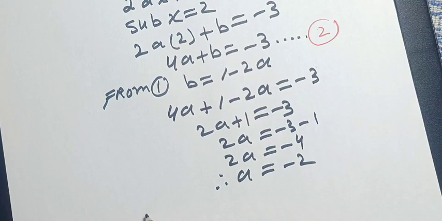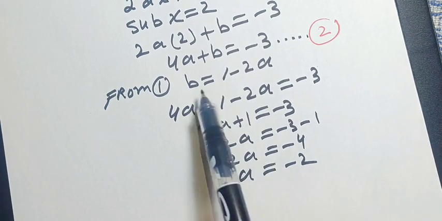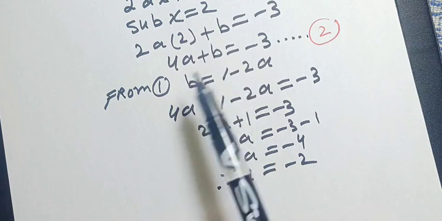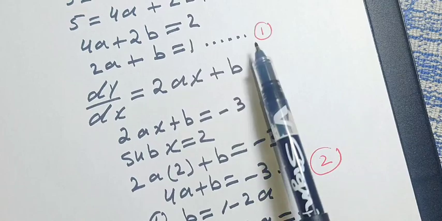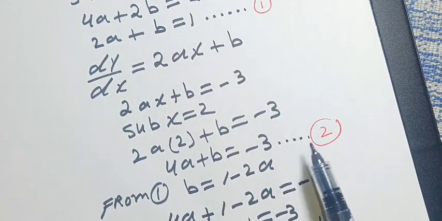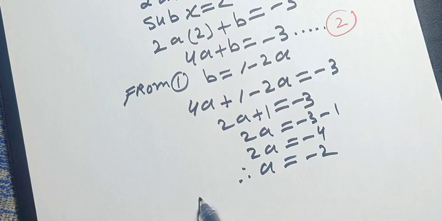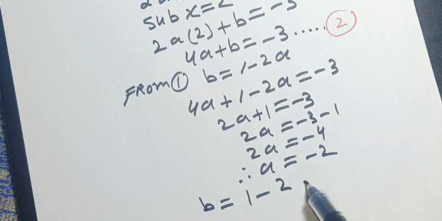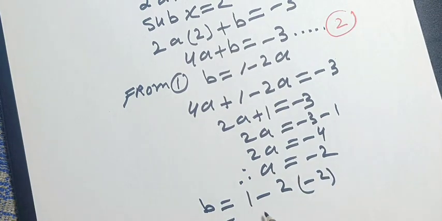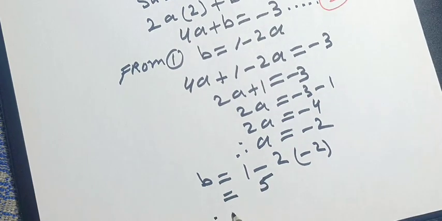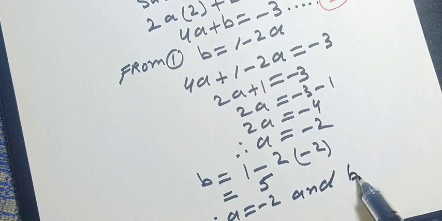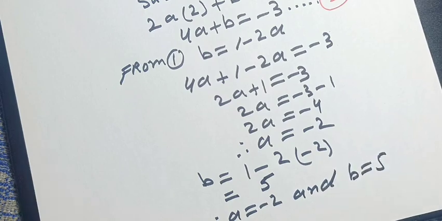Now I'm going to substitute a equals negative 2 into this equation to find b. You can substitute into any equation: into 1, or into 2, or into this one. It's the same thing, the answer is going to be the same. So b is going to be 1 minus 2, and in place of a I put negative 2. So the b value is going to be 5. Therefore a is negative 2 and b is 5. This is the first question's answer.